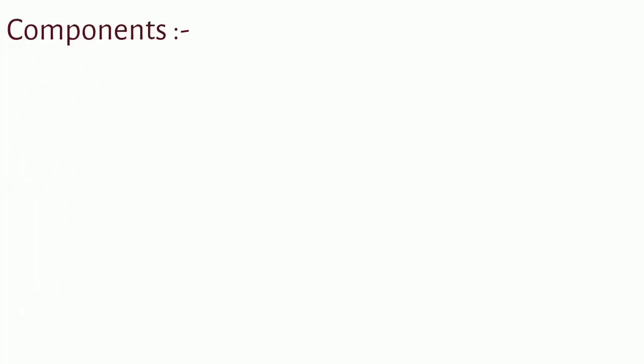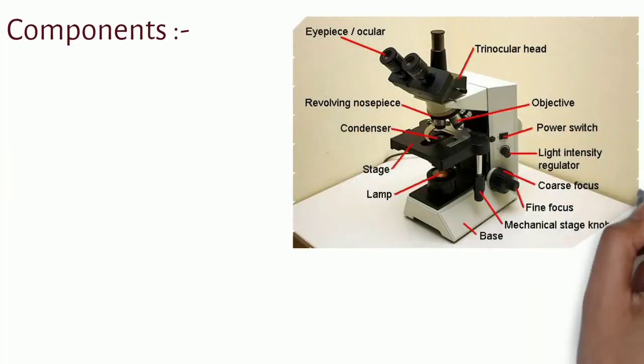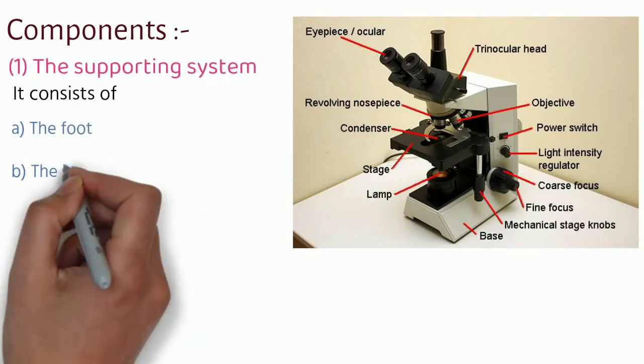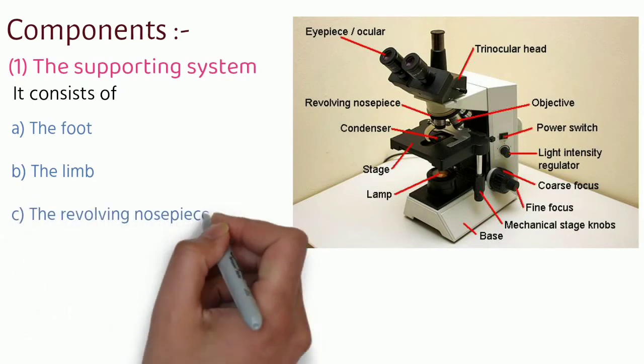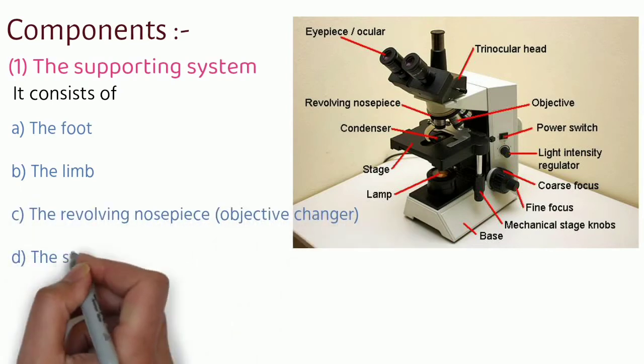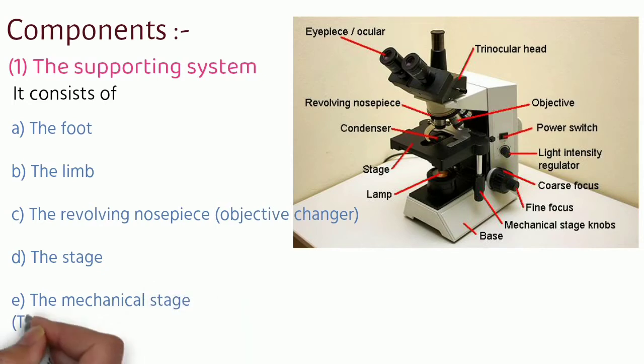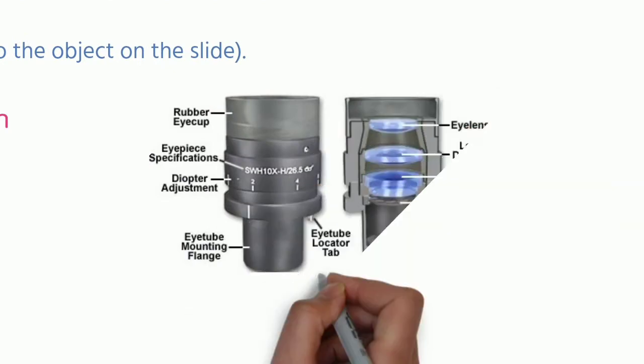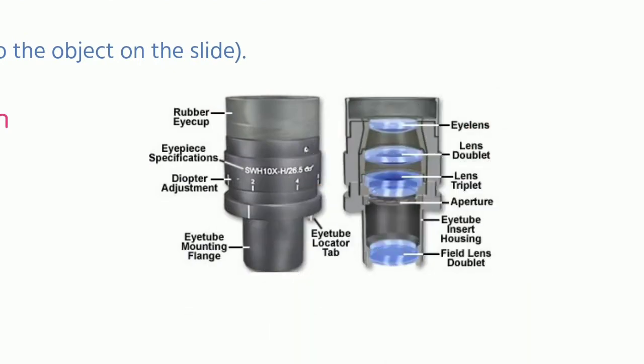So these are the components. In this picture you can see the components we are seeing here. It consists of the foot, the limb, the revolving nosepiece, meaning the objective changer, the stage, and the mechanical stage, which gives controlled movement to the object on the slide. Then the magnification system. In this picture you can see how it looks.